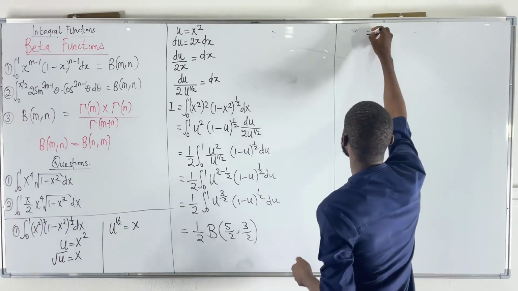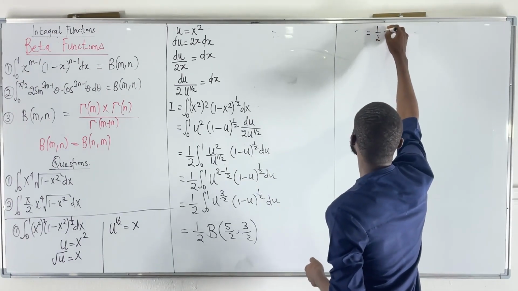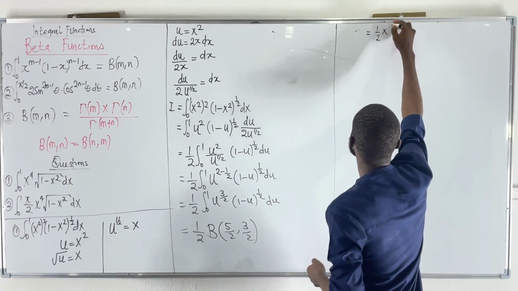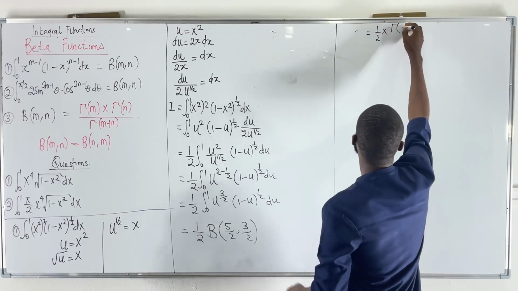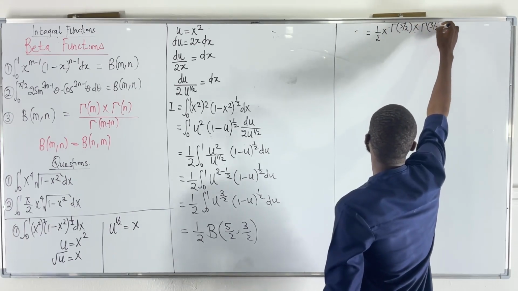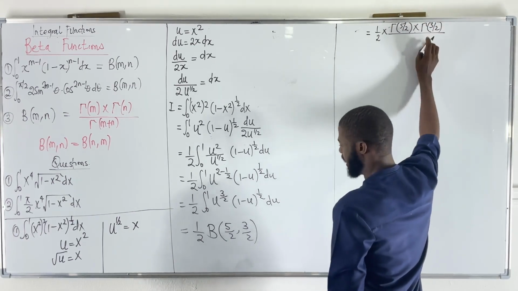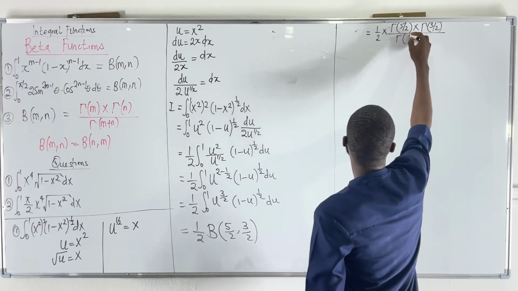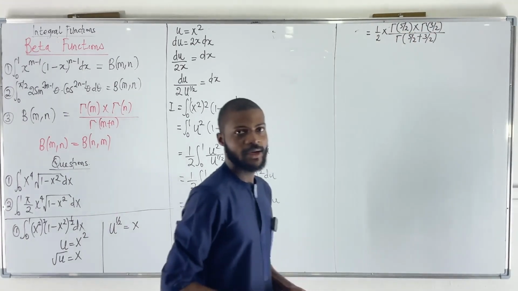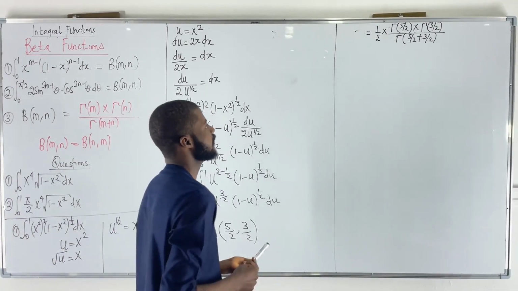Now this will equal 1 over 2 beta. Okay, now I want to write it in terms of gamma. So this will be the gamma of 5 over 2 times gamma of 3 over 2 divided by the gamma of 5 over 2 plus 3 over 2. Okay, so that's what we're going to be having.